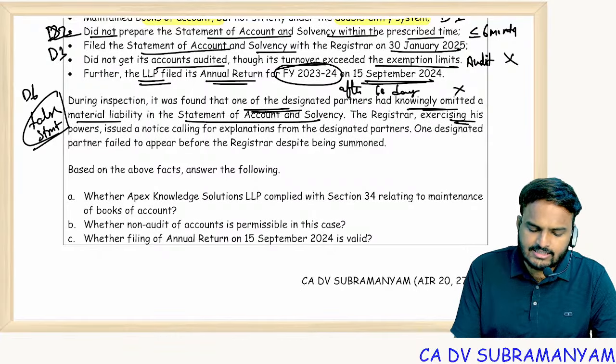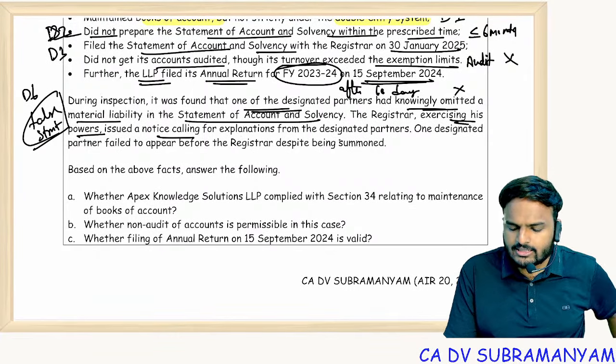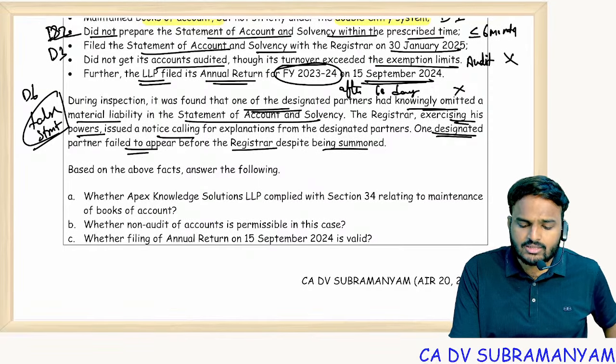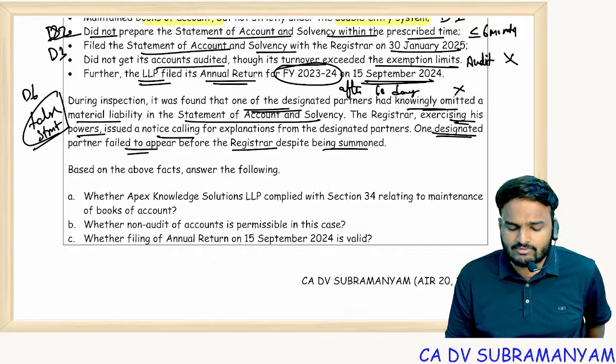Registrar exercising his power issued a notice calling for explanation from the designated partners. One designated partner failed to appear before registrar despite being summoned. Then the 2,000 to 25,000 penalty will apply.